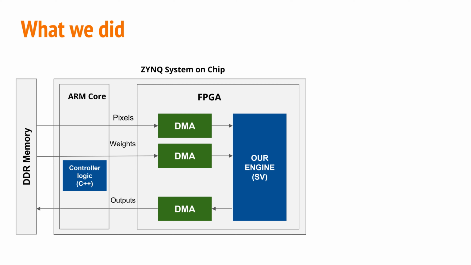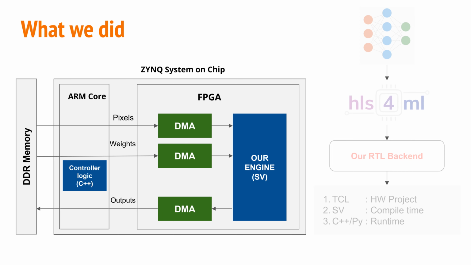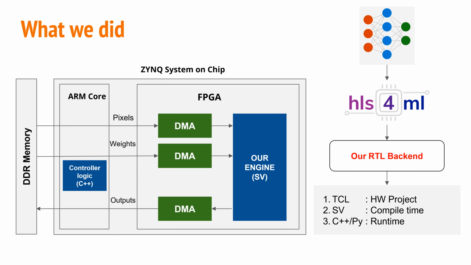As a solution, we developed a system-on-chip design implemented on an FPGA and as an ASIC. Our engine is developed as an AXI stream design to which input pixels and weights are supplied through 3 DMAs, controlled by the ARM processor on the PS side of the Zynq FPGA. Our RTL backend, when added to HLS4ML, will produce the TCL file to generate this entire project, a SystemVerilog header file for synthesis parameters, and C++ or Python runtime controllers.